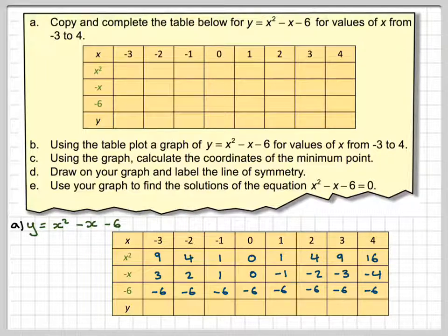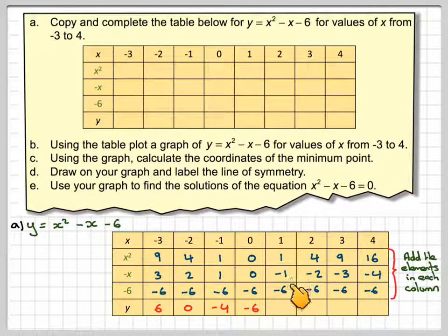Right, so what we do now is we take each column and we add them up to work out what the y coordinate would be. So 9 plus 3 is 12, take away 6 is 6. 4 plus 2 is 6, sorry, 4 plus 2 is 10, 10 take away 6 is 0. 1 plus 1 is 2, 2 take away 6 is minus 4. 0 plus 0 is 0, 0 minus 6 is minus 6. 1 plus minus 1 is 0, 0 plus minus 6 is minus 6.